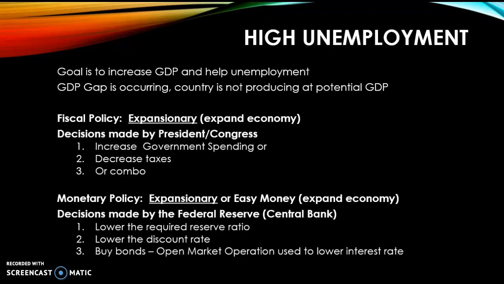And then the third decision would be to buy bonds. So when the Federal Reserve buys bonds, they're buying it from consumers like us. They're buying bonds from businesses. They're buying bonds from banks. So when they buy our bonds, they're giving us cash for it. And so when they give us cash, it lowers the interest rate and stimulates consumer and business spending, shifting aggregate demand back to the right, which lowers unemployment.